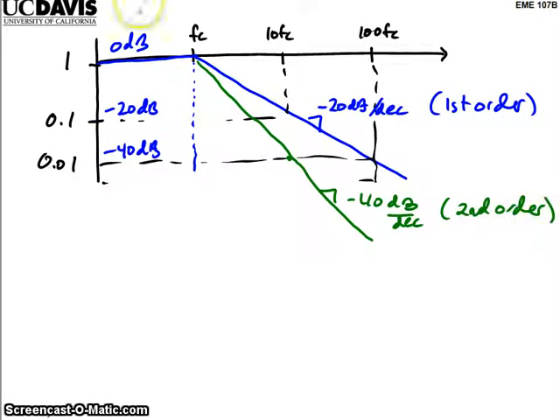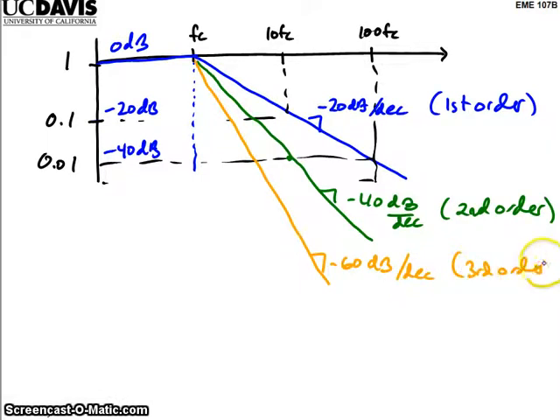Or we could have a third order filter. Let's use orange. Minus 60 dB per decade. And so on and so forth. Every time we increase the order of the filter, we make the cutoff steeper. And what does it mean to be minus 40 dB per decade? It means that at 10 times the cutoff frequency, we've got only 1% of the response.